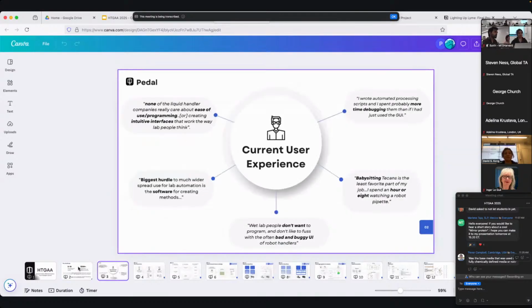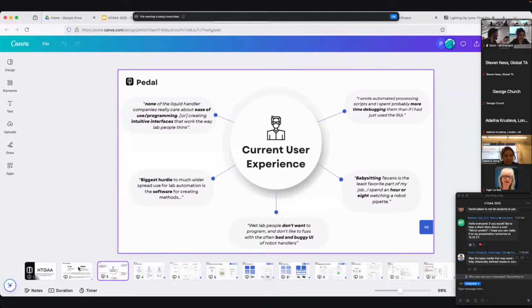And so here are a couple quotes that I've either pulled from Reddit, people I've talked to personally at some of these companies, or Ronan. So my favorite one is: "Babysitting Tecans is the least favorite part of my job. I spent an hour or 8 watching a robot pipette." This was Evan Holbrook at the Weiss lab.